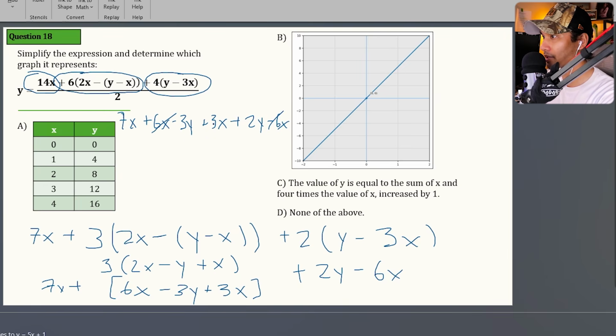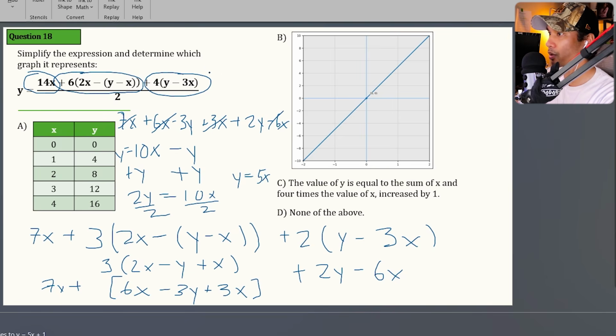And then 7x plus 3x is 10x, okay? It's all equaling y. And then I could get rid of these. Then we get negative 3y plus 2y is just negative y. And then I could plus this y, and we get 2y equaling 10x. Then we could divide by 2, and then we get y equaling 5x. That is our equation. Our equation now is just y equaling 5x, which is super easy.